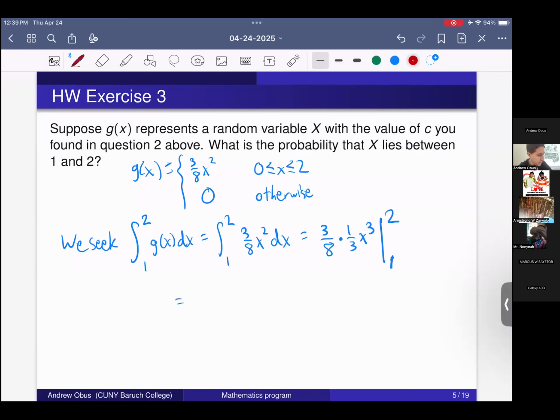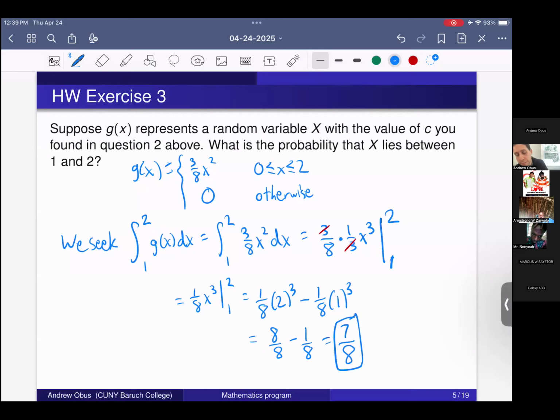And, well, the 3's cancel out. So this is just 1/8 x cubed evaluated from 1 to 2. And that's equal to 1/8 times 2 cubed minus 1/8 times 1 cubed. And this turns out to be 8/8 minus 1/8, which gives a final answer of 7/8. This tells us that the probability that x lies between 1 and 2 is 7/8.